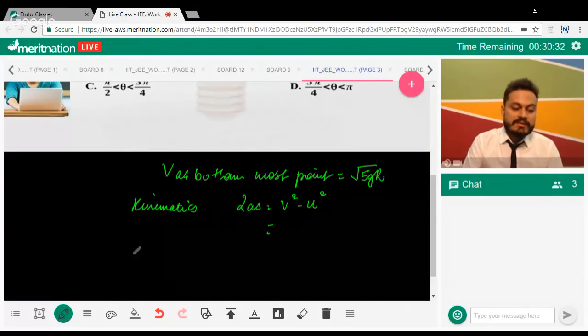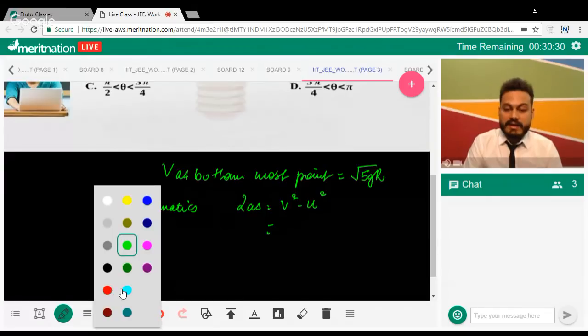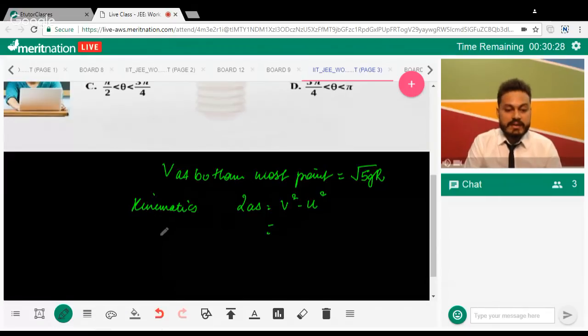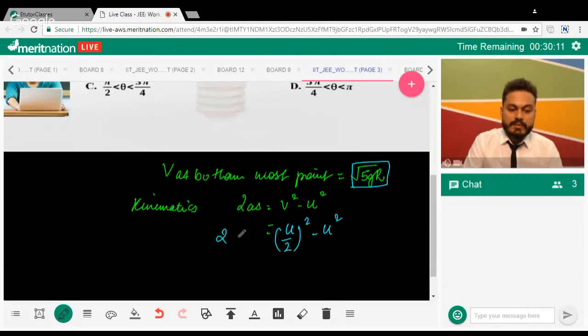In this question, the final velocity is given as half of the initial velocity, and the initial velocity is root 5 gR. Let's put those values. It's a simple question. So the final velocity is u by 2, squared: (u by 2) whole square minus u square equals 2gh.